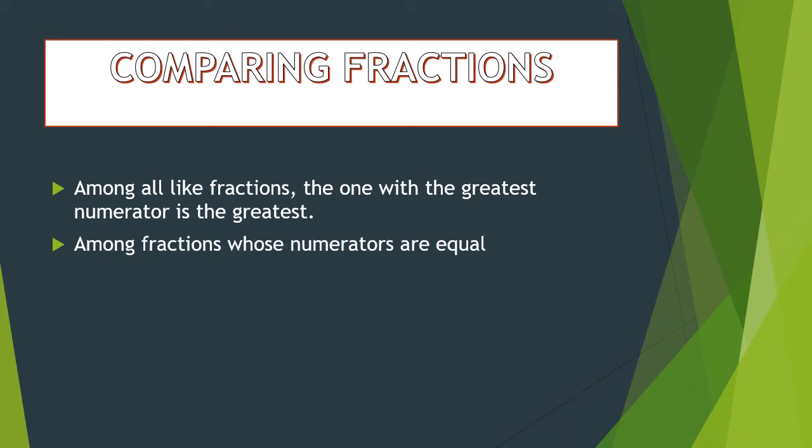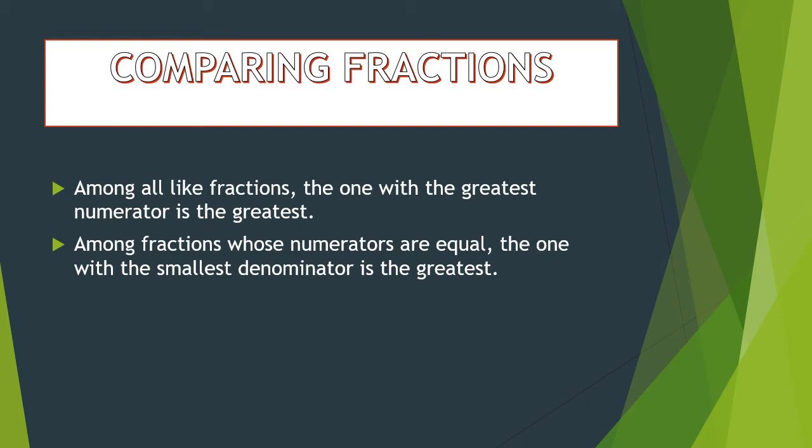Then, among fractions whose numerators are equal, the one with the smallest denominator is the greatest. Earlier we were talking about the one with the greatest numerator being the greatest, but here the numerators are equal. Earlier the numerators were unequal, and in this second case the numerators are equal, so with the help of the denominators you need to find out whether the given fraction is greater or not. If the denominator is smaller, the fraction is the greater fraction.